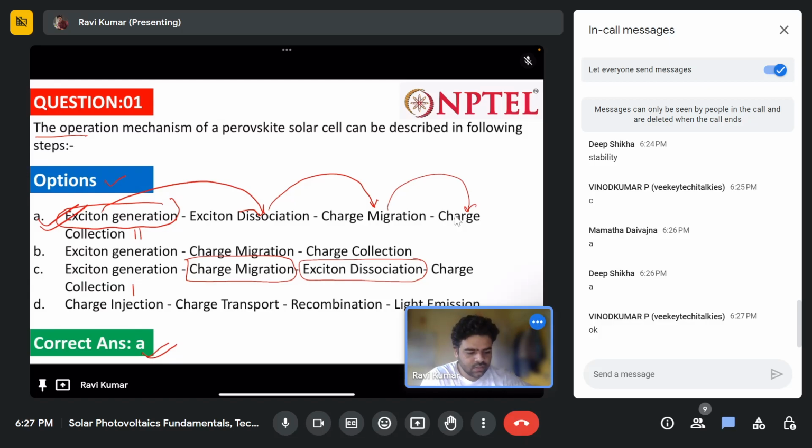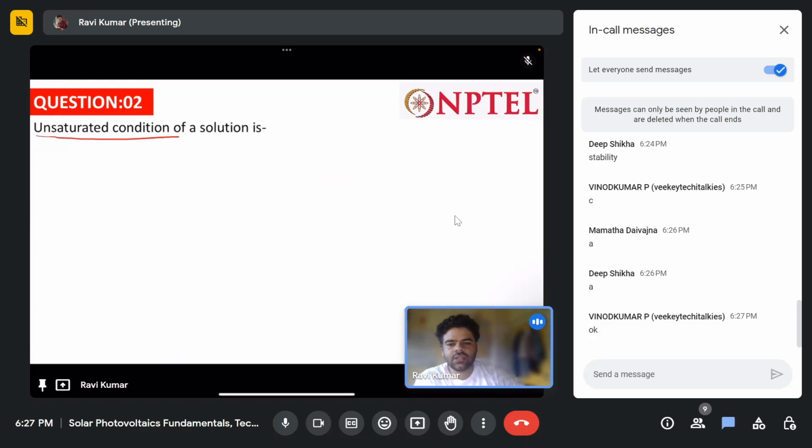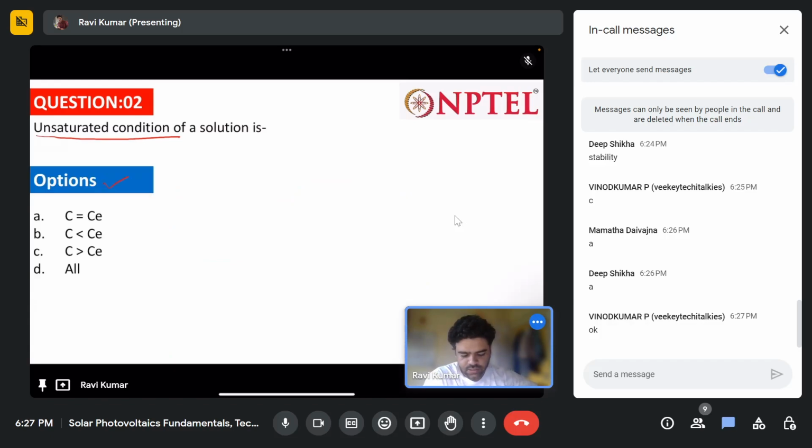Let's move to the next question, which says the unsaturated condition of a solution is, and these are the options. T is the concentration and C is the critical concentration. Vinod is saying B. Deepshikha said C. Okay. Deepshikha, Vinod, what about Mamta?